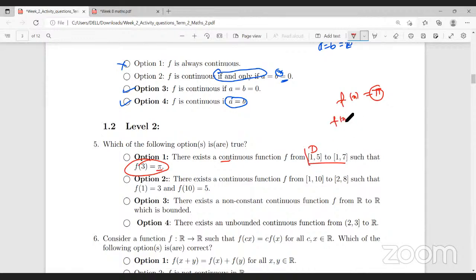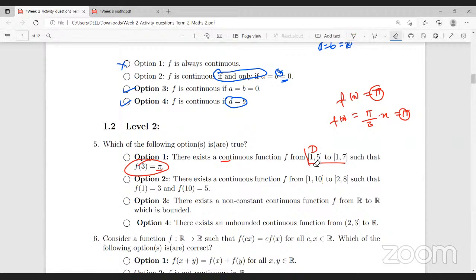I can also consider this as pi by 3 into x. So if I put x equals 3, I will get pi, right? So from this domain, this option is correct. There exists a continuous function. It can be any function, right?